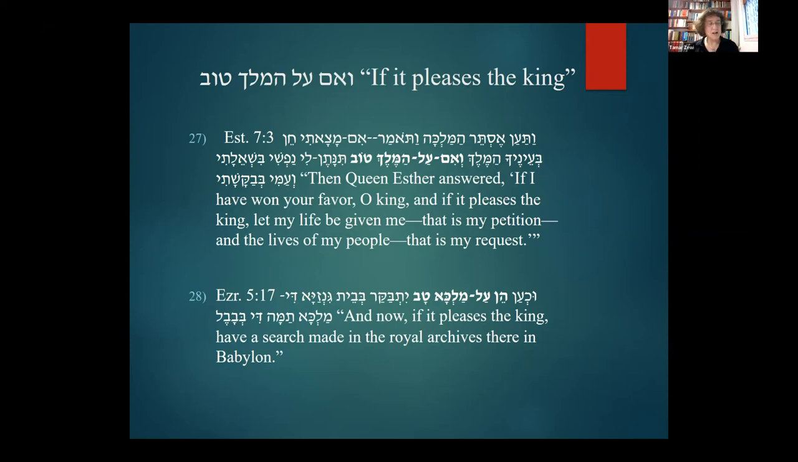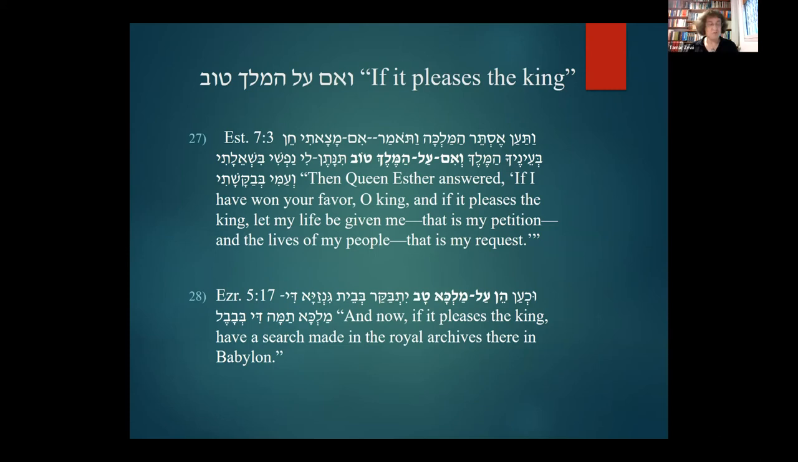The parallel classical biblical Hebrew idiom, אם מצאתי חן בעיניך, literally, if I have won your favor, which appears in Esther 7:3 just before ואם על המלך טוב, essentially reiterates the same meaning. It is highly likely that the latter idiom was easily absorbed in late biblical Hebrew because it recalls two other classical biblical Hebrew idioms, which rarely serve in conditional clauses, yitav be'einei and tov be'einei.